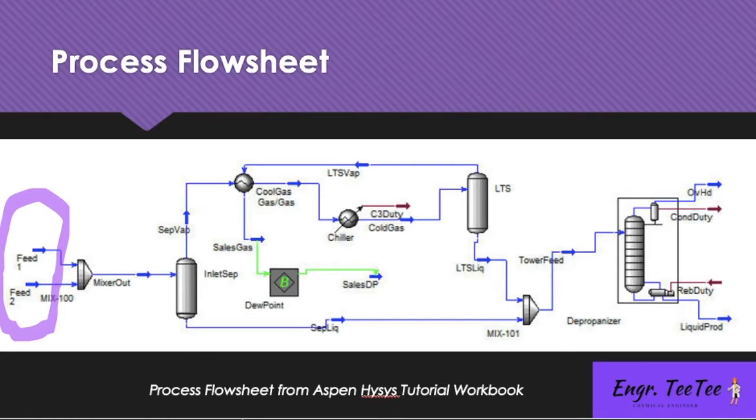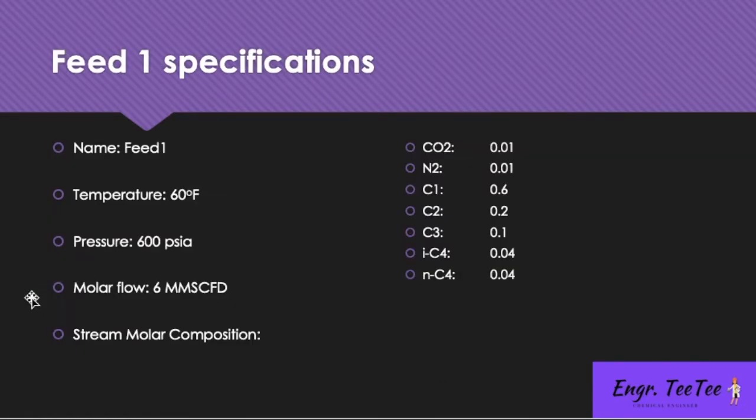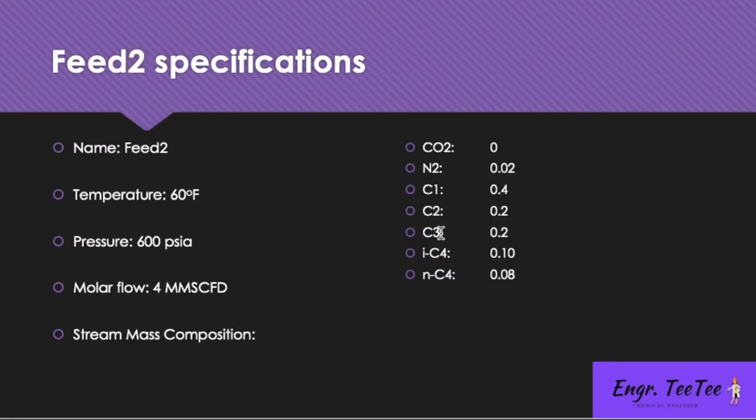So this is the process flow sheet that we're looking at, and in this case we'll be looking at how to install feed 1 and feed 2 material streams. That's the beginning of the flow sheet. We have the specifications for feed 1: the name, the temperature, the pressure, the molar flow rate, and the stream molar composition, which is these. So we have the molar fractions, and the same for feed 2, we have all that information as well.